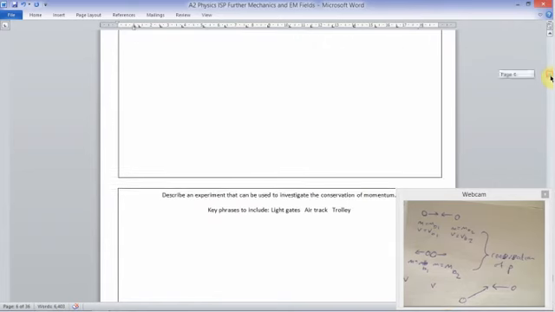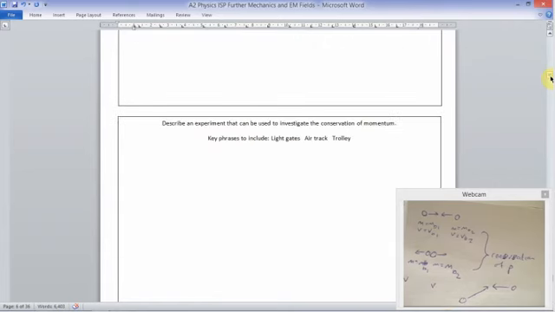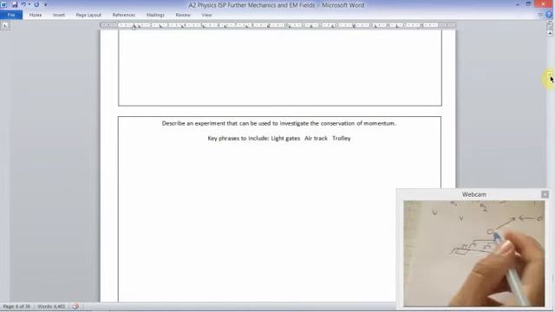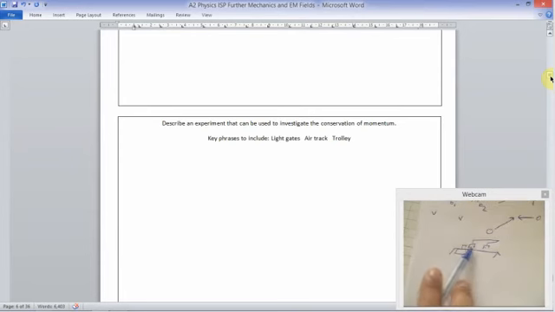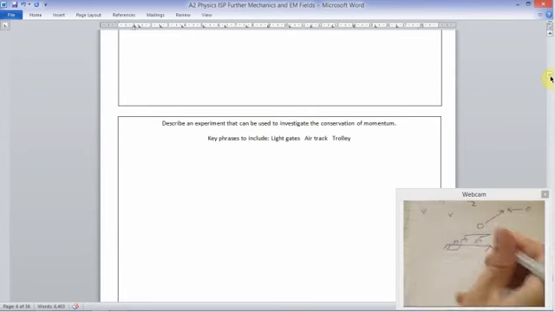Next, describe an experiment that can be used to investigate the conservation of momentum. So we'll talk about light gates, air tracks and trolleys. Okay, so it's the idea of an air track having a trolley on top of it, with light gates connected across it. So you've got two light gates, you've got one trolley there, another trolley over here.